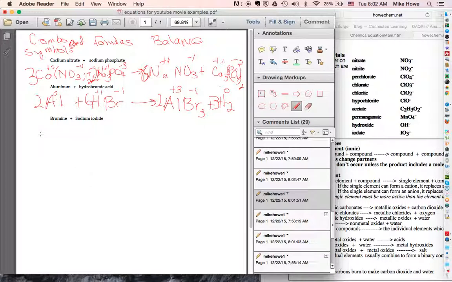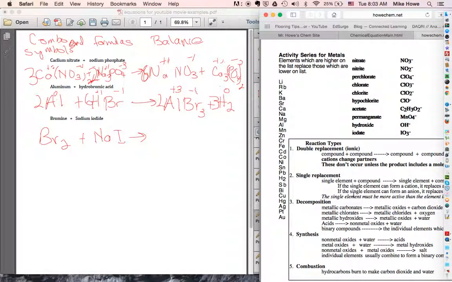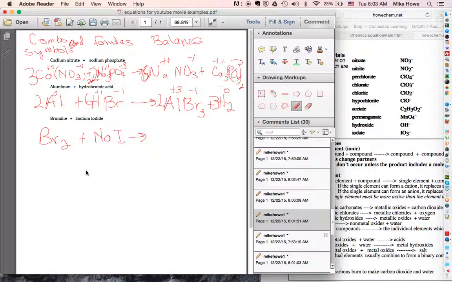Let's take a look at the next one. So this is bromine. Bromine's part of Brinclhof, has to be Br2. Sodium iodide, so NaI. Single replacement. Now take a minute to look at your list. If the single element can form an anion, so look at bromine. Does bromine tend to form cations or anions? It's a nonmetal, so it's going to tend to gain electrons, making it an anion. So what happens is this bromine replaces the iodine, and you end up with NaBr. And the iodine's by itself, and iodine's part of Brinclhof, so don't forget I2.